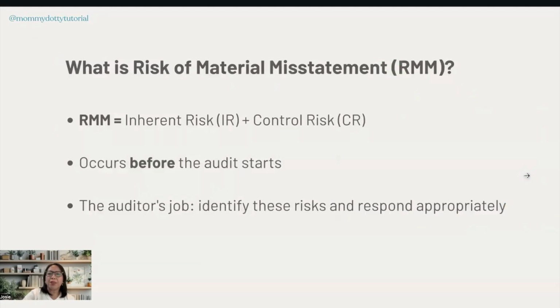So what is risk of material misstatement, or RMM? It's the likelihood that financial statements are misstated even before the auditor does anything. It's the combination of IR and CR. IR is the inherent risk, and CR is the control risk. It actually occurs before the audit starts, and the job of the auditor is to identify these risks and respond appropriately.